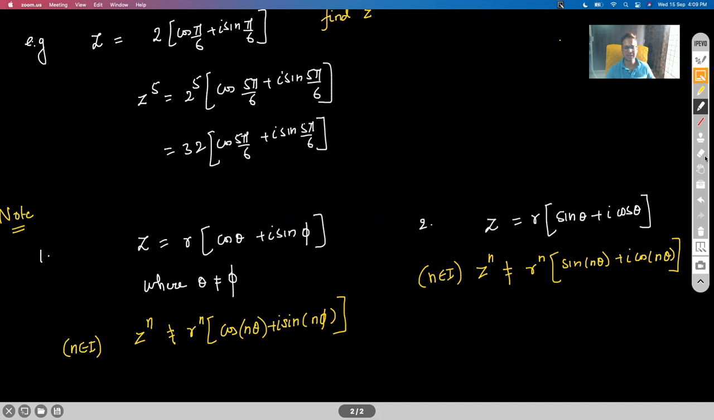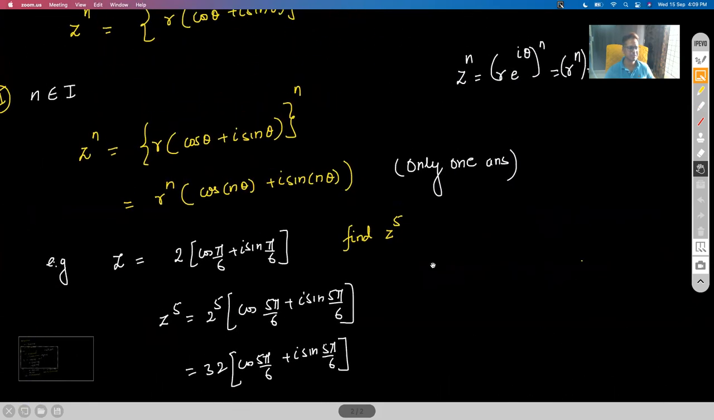Could you scroll up? Okay, Setu has said power zero will become one in this case also. Yeah. Power zero will become one in this case also.